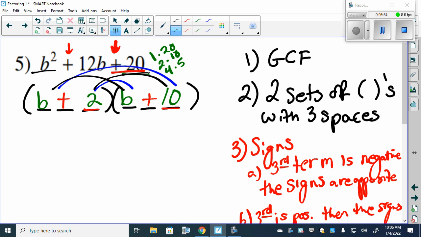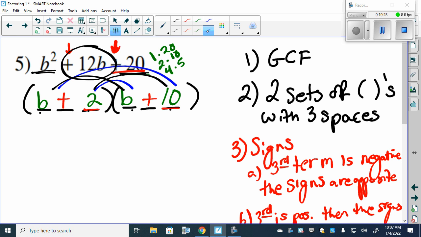Now, most books and a lot of places will say that if we're going to check it, we need to multiply the whole thing out. That we need to do b times b and b times 10 and 2 times b and 2 times 10, to actually get back to where we started. But if we know that b times b will get us b squared because that's where we got it, and 2 times 10 will get us back to 20, there's no real reason to actually do that step. The main one that's going to change, depending on the setup, is going to be the middle term.